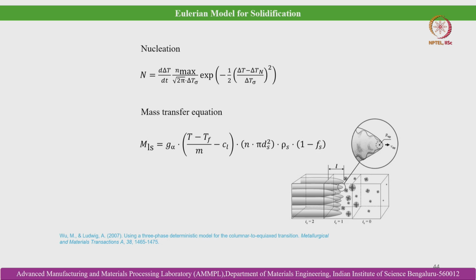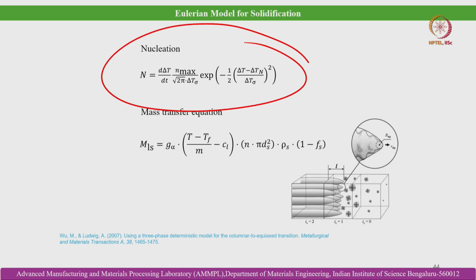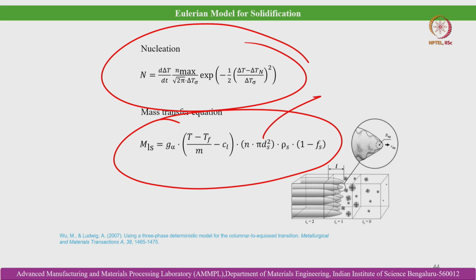We have already discussed nucleation, so basically we consider a Gaussian nucleation distribution model, thereby estimating the nucleation rate, capital N. In the mass transfer equation you can see that MLS is equal to G alpha, T minus TF by M, where M is the slope of the liquidus line, minus CL into N, the grain density, into pi ds square, that is the solid diameter, the grain diameter of evolving solid particles.